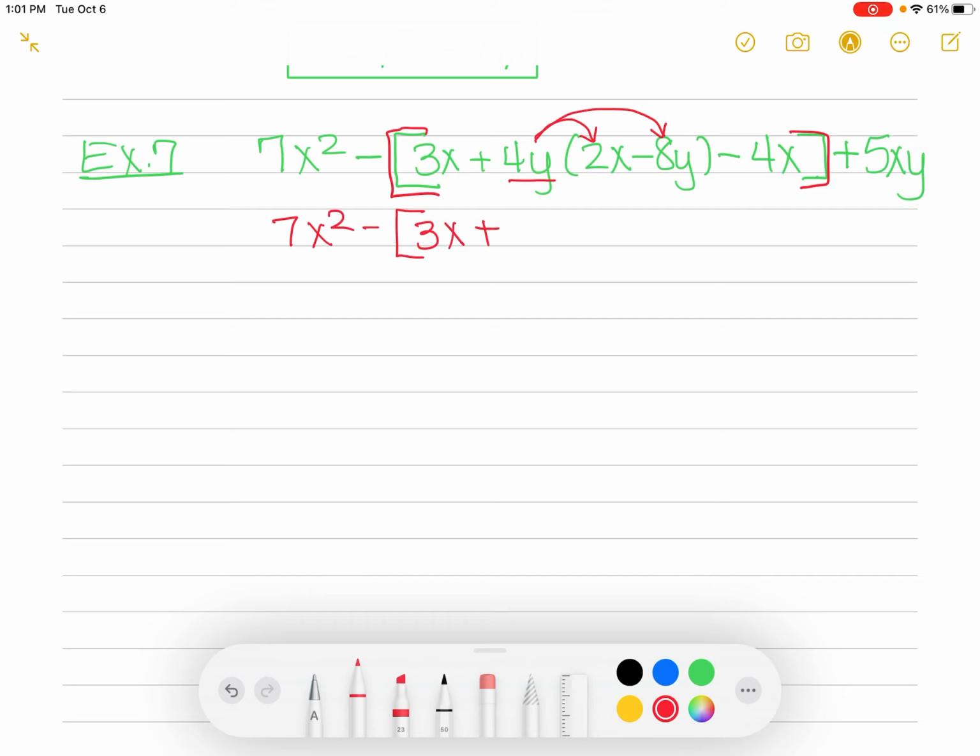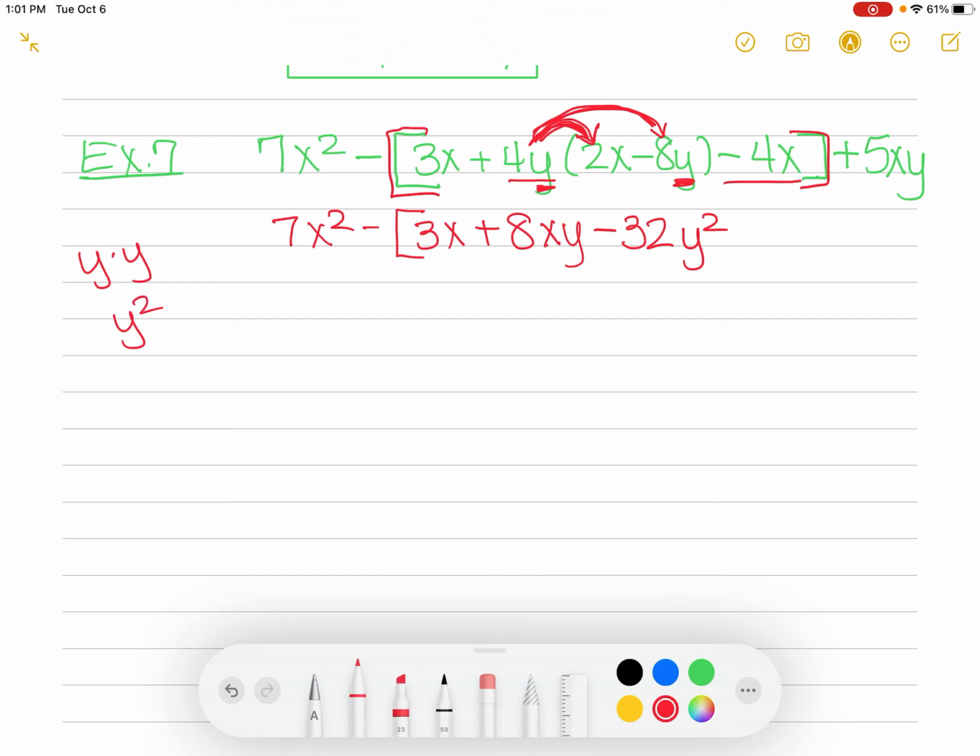And then when I get right here, I'm going to start doing my distributive property. So 4y times 2x is 8xy. Make sure you put that xy instead of yx. It needs to be in alphabetical order. Okay, and then the next one, 4y times negative 8y. So that's going to be negative 32y squared because I have y times y. Remember, y times y is y squared.